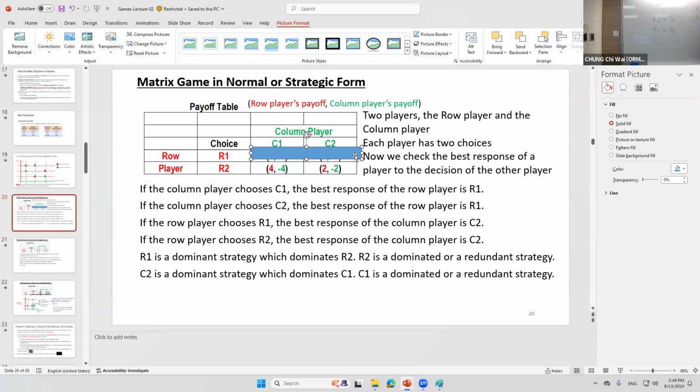Since no matter whether it's the row player or the column player, they should not choose the dominated or redundant strategy, we can eliminate these two strategies from this table.